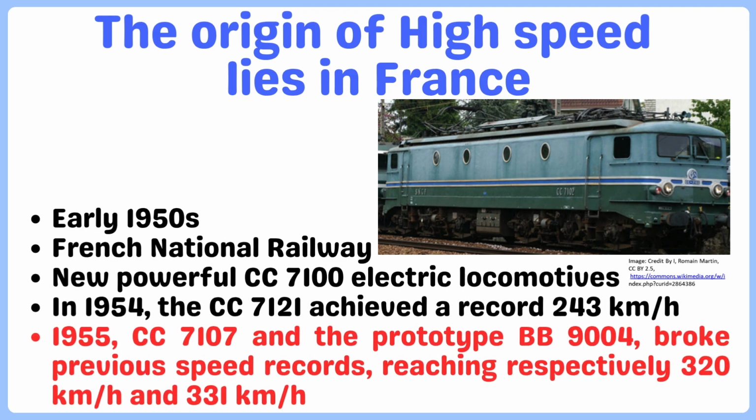The next year, two specially tuned electric locomotives, the CC7107 and the prototype BB9004, broke previous speed records, reaching 320 km per hour and 331 km per hour respectively, again on standard track. For the first time, 300 km per hour was surpassed, allowing the idea of higher speed services to be developed and further engineering studies commenced.